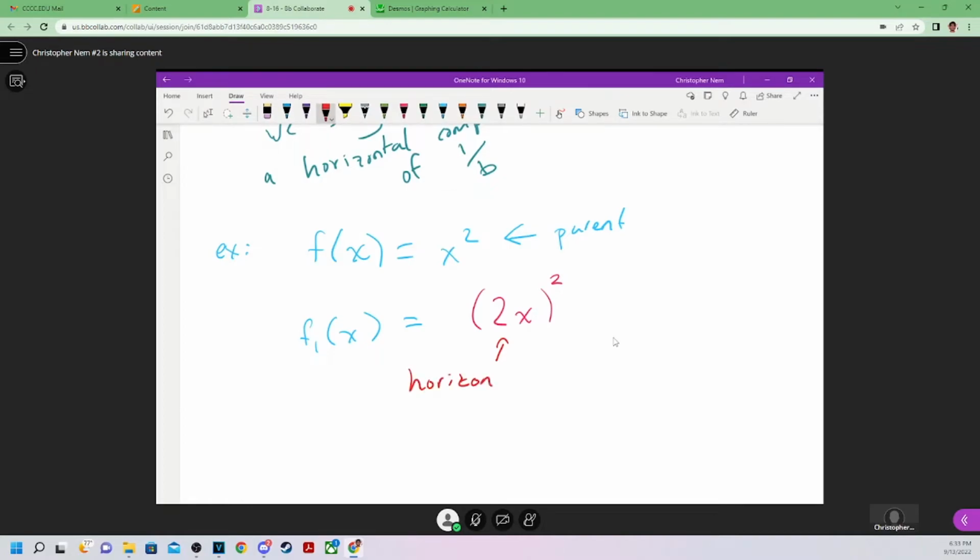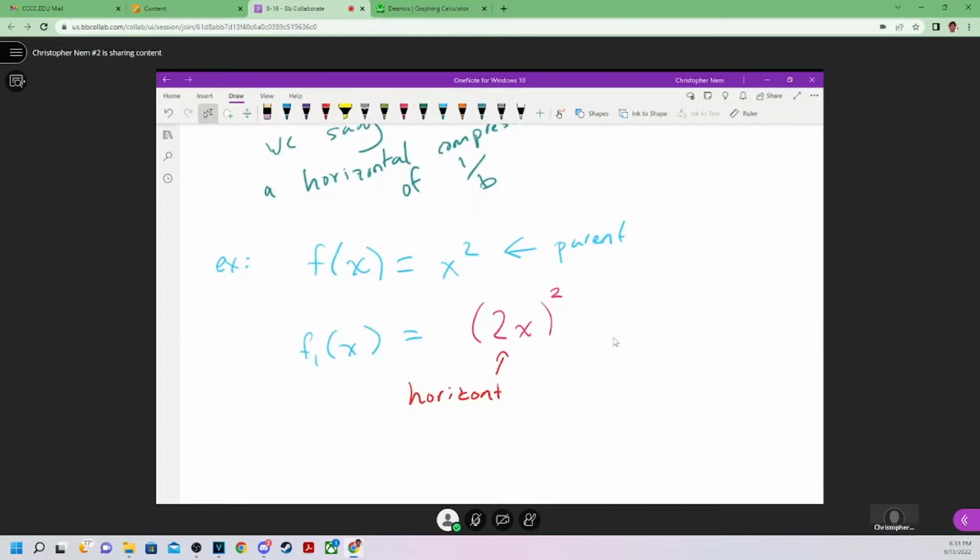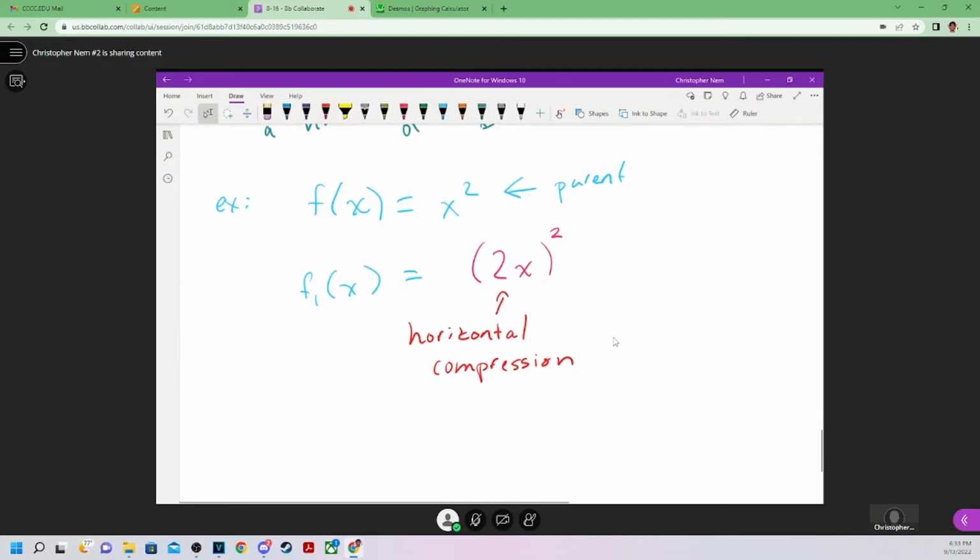Now, this value is bigger than 1. I stated if it's bigger than 1, it's not a stretch if it's inside my function. It's instead a horizontal compression. Remember, we always have to go to the inverse direction, or in this case, the inverse operation or inverse action. It's a horizontal compression.